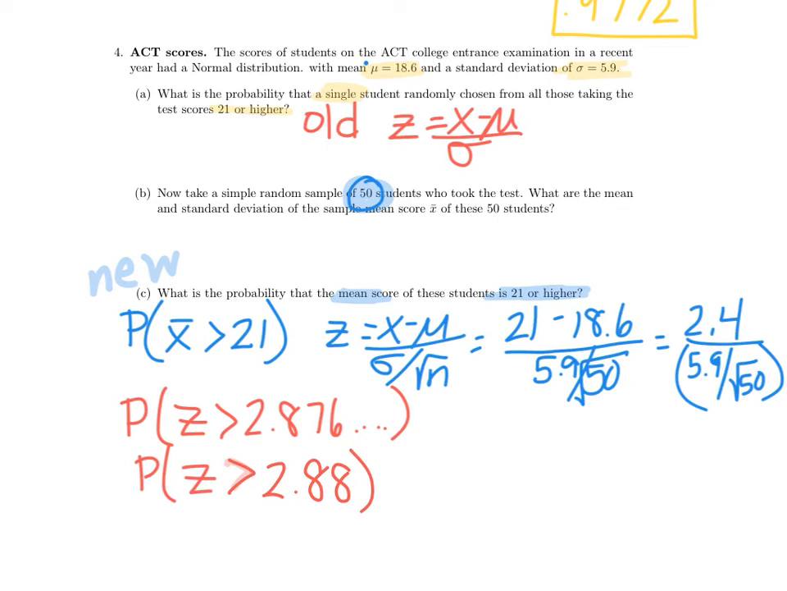Because it is area to the right, we're going to look it up and subtract from 1, or you can look up the negative 2.88. If I look up negative 2.88, I get 0.0020. And that would be our answer.